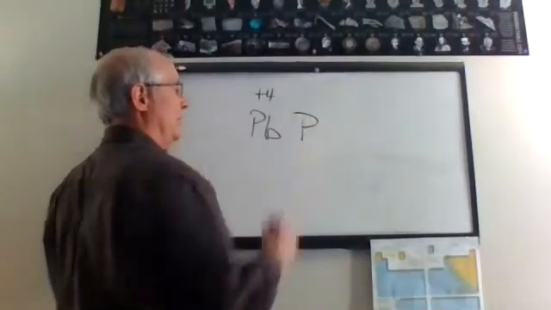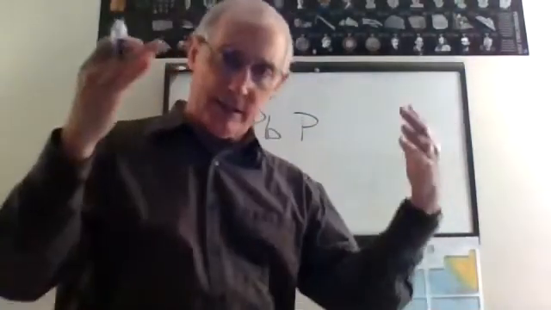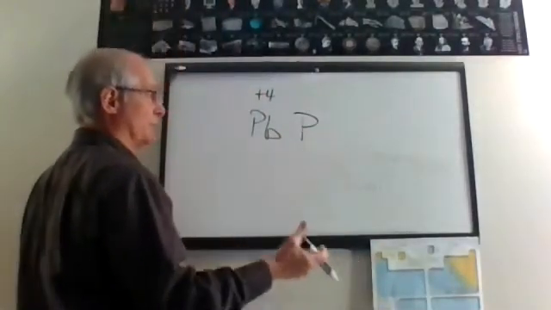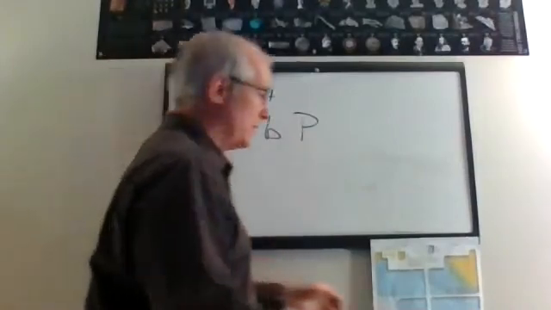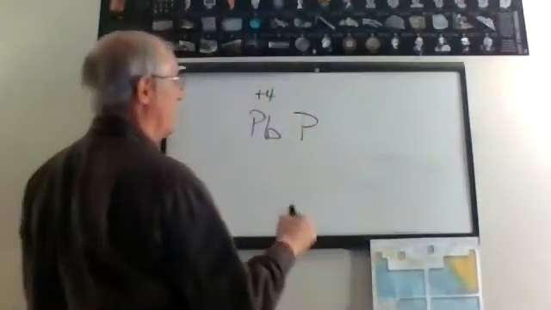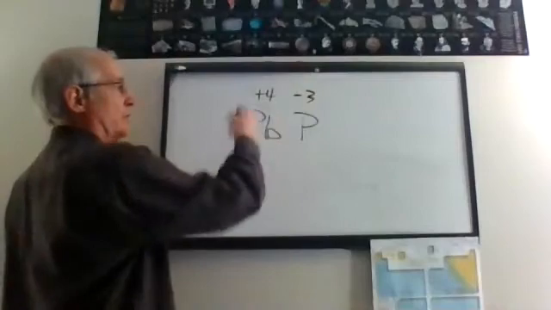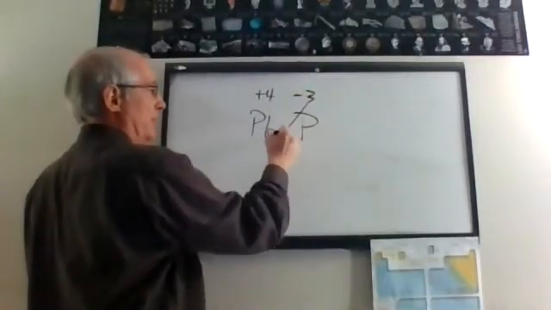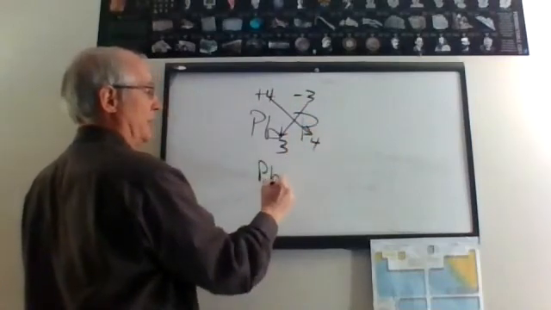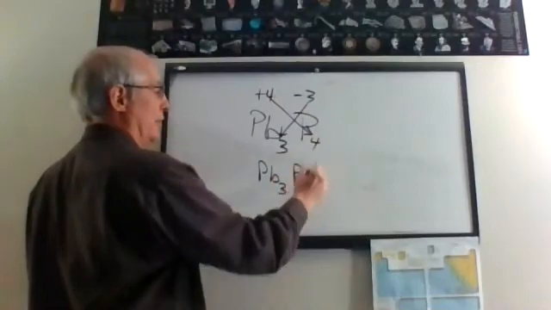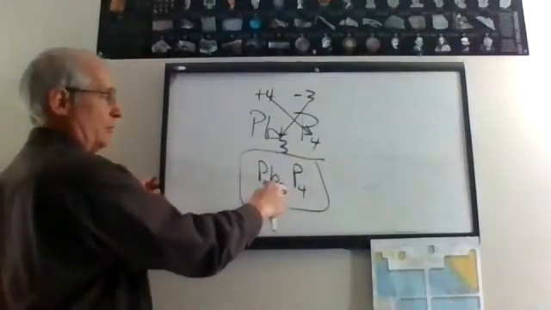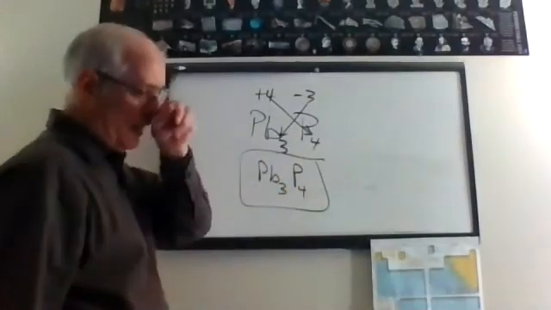Phosphorus is the element P, and its IDE ending indicates it's a binary compound. It means 2 elements. It doesn't mean 2 atoms. And phosphorus is way over here, and it's -3. So when you crisscross that, the 3 goes down there, and the 4 goes down there. So the answer is Pb3P4. That is called lead 4 phosphide, not lead 4 phosphoricide.